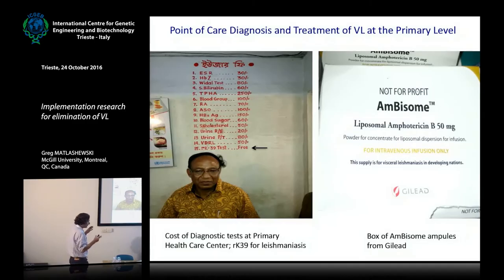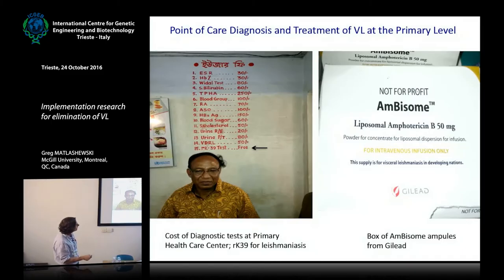And so in the last 5 years, a lot of the treatments have become available at these primary healthcare centers, and it's largely because of this slide here, and Philip talked about this as well. This is the diagnostic tests that can be done at a primary healthcare center. I think this picture was taken in Bangladesh, but it's similar in India and Nepal. And these are all the tests that could be done, and these are the costs. And if you look here, this is the RK39 test. This is the test for visceral leishmaniasis. It detects antibodies against the parasite. The cost is free. Okay?